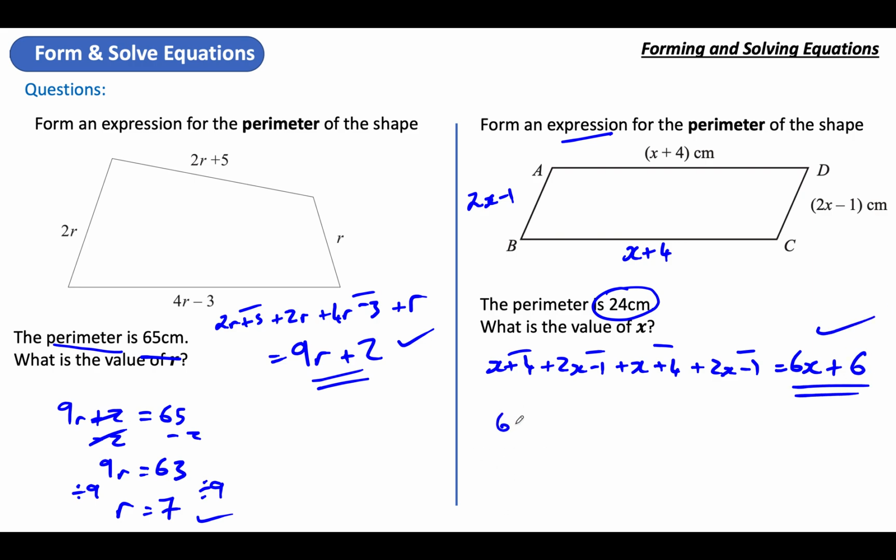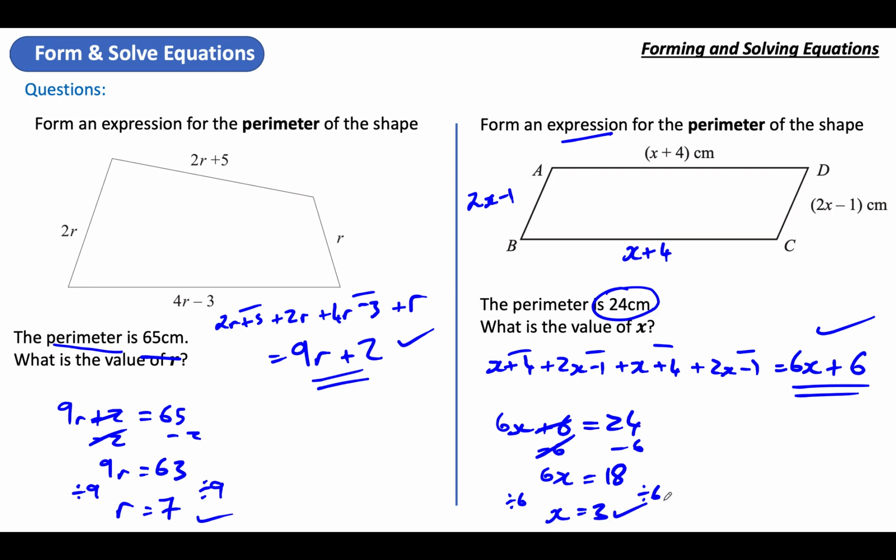Then use that bit of information. 6x plus 6 equals 24. New piece of information there. Take away 6 from both sides to leave 6x on its own. And that now equals 18. And then divide by that number touching the letter. You don't want 6x, you only want 1. So x equals 3. Cool.